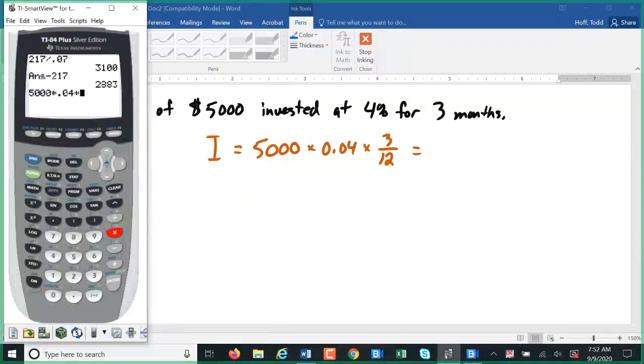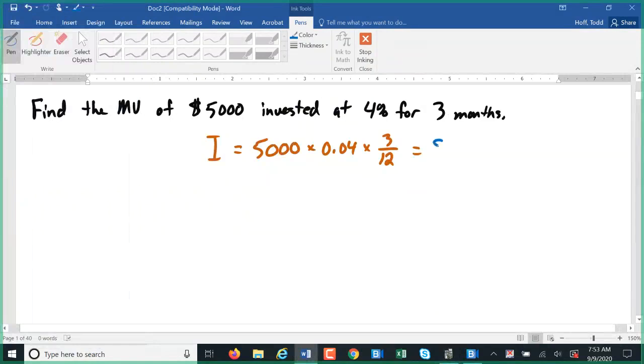Now, when you punch this in your calculator, you don't have to do a fraction for the 3/12. You can just do times 3 divided by 12. And yes, $50 is our simple interest. So the maturity value is the $5,000 plus the $50, which is $5,050.